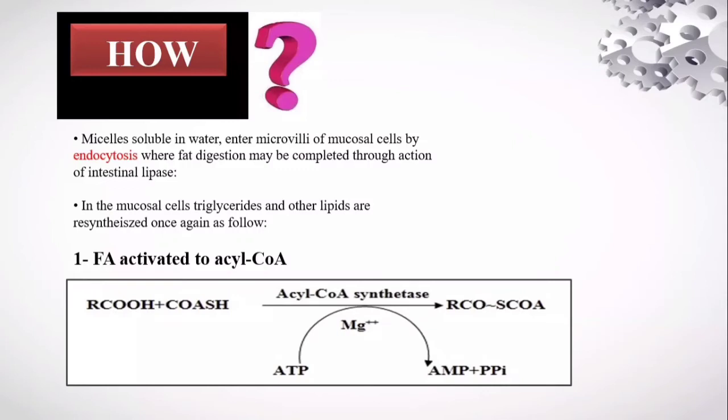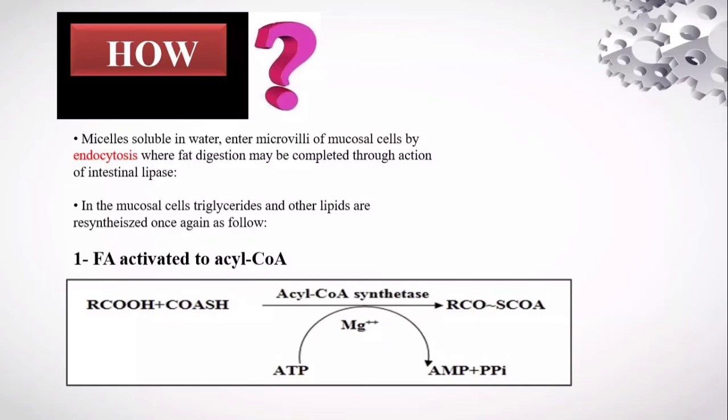Endocytosis is the process by which cells take in substances from outside of the cell by engulfing them in a vesicle. This occurs when a portion of the cell membrane folds in on itself, encircling extracellular fluid and various molecules or microorganisms. This is where fat digestion may be completed through the reaction of intestinal lipase. In the mucosal cells, triglycerides and other lipids are resynthesized once again as follows.